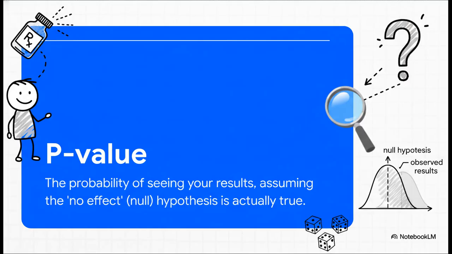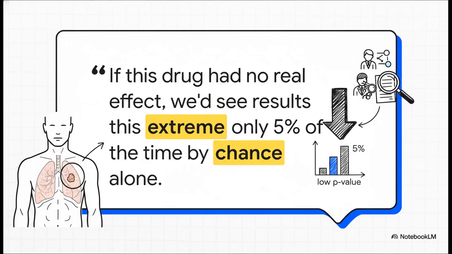Okay, let's break that down because that sounds a little dense, right? The p-value is basically a measure of surprise. It asks this question. If the drug truly did nothing, what are the odds we'd get results like these just by pure random luck? So a low p-value means our results would be really, really surprising if the drug was actually useless. And this quote just illustrates the idea so well. It's like this. If a new drug had no effect, getting a p-value of 0.05 means you'd only see results this strong about 5% of the time just by chance.